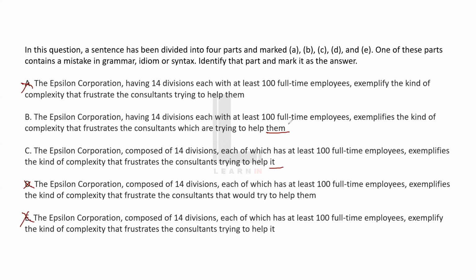Okay. Let us see. Complexity that frustrates the consultants which are trying to help them. Consultants are trying to help whom? Let us read the full sentence once. The Epsilon Corporation, having 14 divisions each with at least 100 full-time employees, exemplifies the kind of complexity that frustrates the consultants which are trying to help them. Consultants are trying to help whom? Whom are the consultants trying to help?